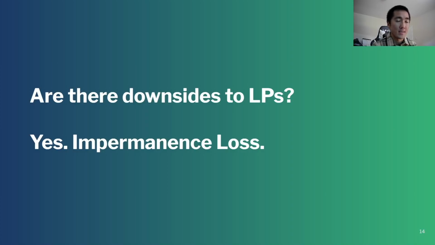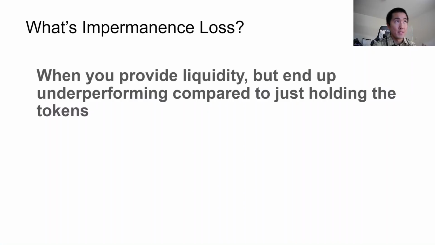The downside is that there's this thing called impermanent loss. And this is the definition of impermanent loss: when you provide liquidity, you underperform in dollar amounts compared to just holding the token. But the definition itself is kind of hard to get your mind across, so here's an example of how this actually works.